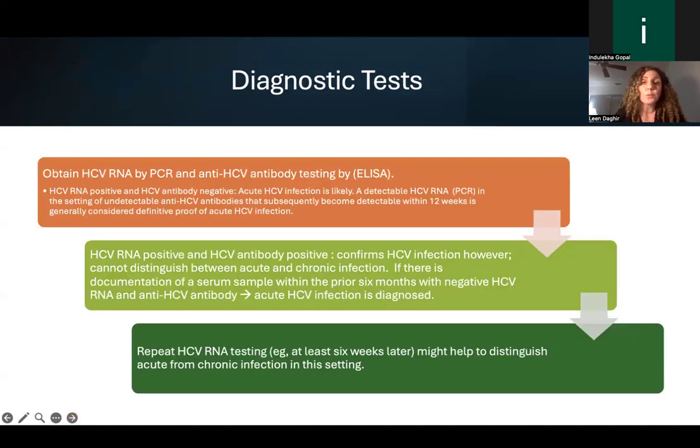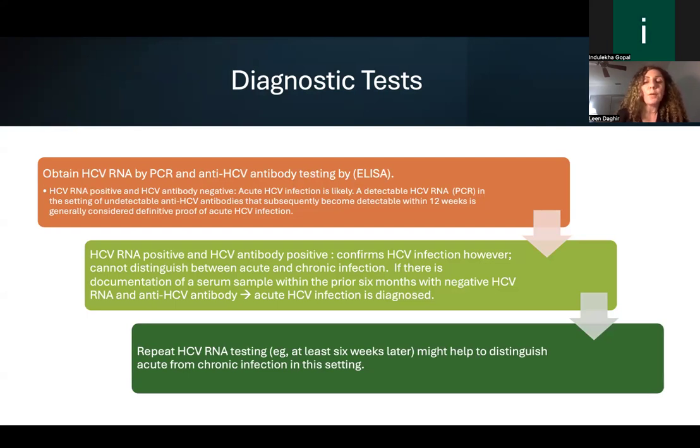Now, how do we diagnose hepatitis C? You can obtain hepatitis C RNA by PCR and hepatitis C antibody testing by ELISA. If the hepatitis C RNA is positive and the hepatitis C antibody is negative, acute hepatitis C infection is likely. A detectable hepatitis C RNA in the setting of undetectable antibodies that subsequently become detectable within 12 weeks is generally considered definite proof of acute hepatitis C infection.